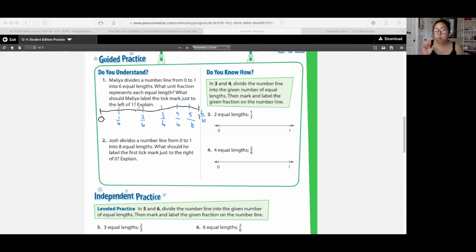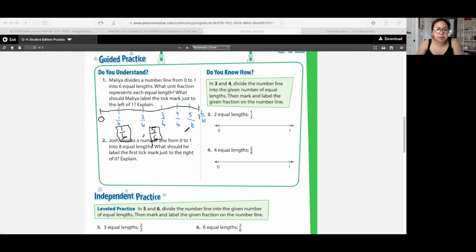So if we were just to take one piece, it is 1/6. So go ahead and write wherever you can. 1/6 represents one piece. And then what should Malia label the tick mark just to the left of the number 1? So if this is our number 1, what is the tick mark labeled? What is the tick mark on the left labeled? It is labeled 5/6 because that is what's on the left. So I would write 5/6 and box that.